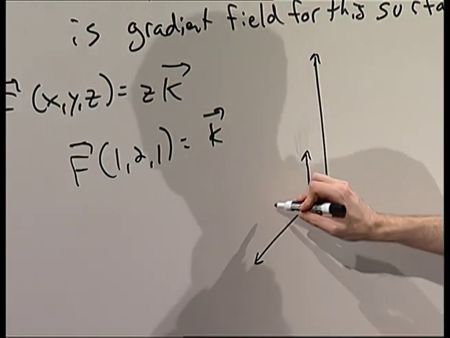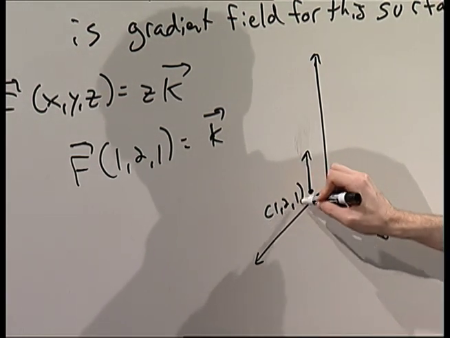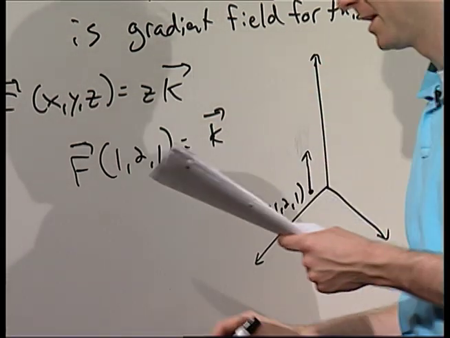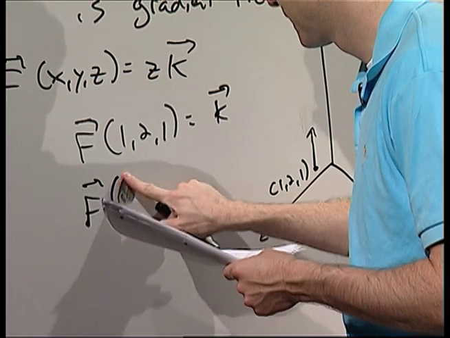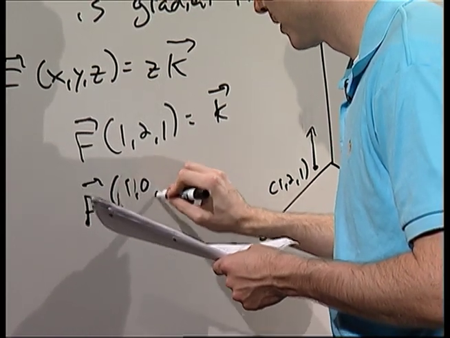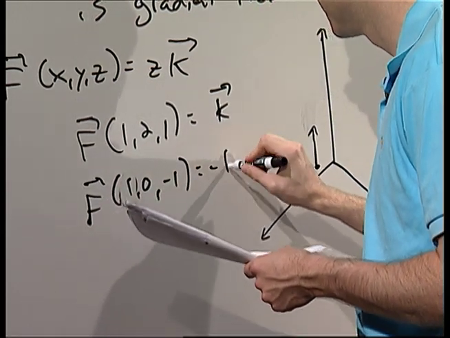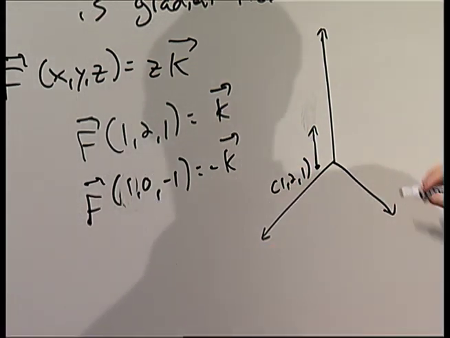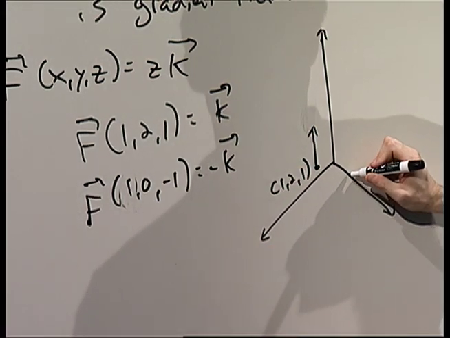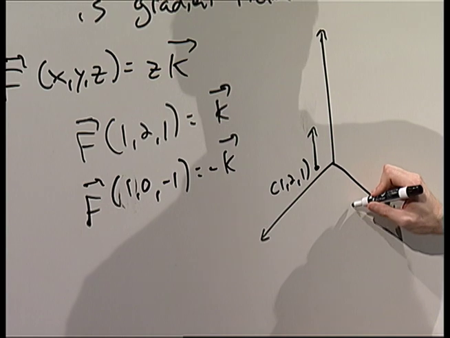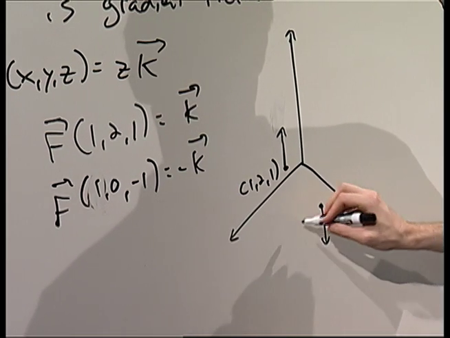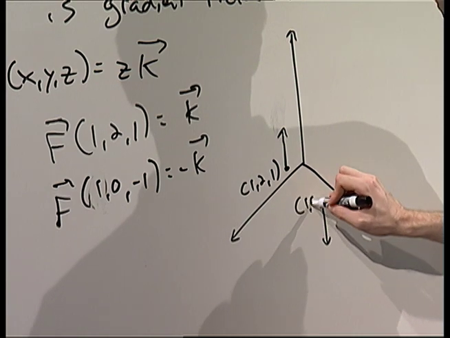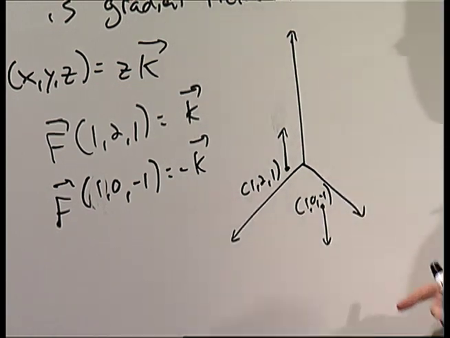So this is 1, 2, 1, right? And then if I have, what else did I have here? If I had, say, 0 or 1, 1, 0, minus 1, that's minus k. So now here's 1, and then sort of drop parallel to the z-axis. Maybe you're down there, and then you drop minus k. So this is 1, 0, minus 1. There's a couple different vectors.